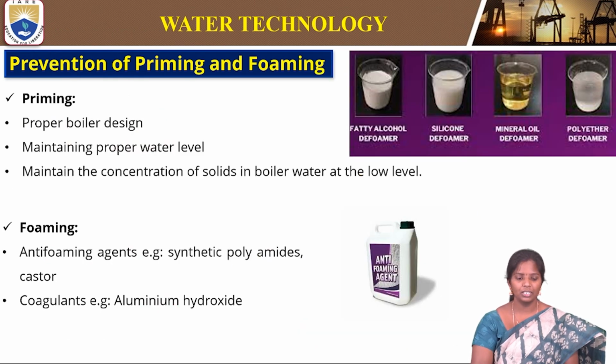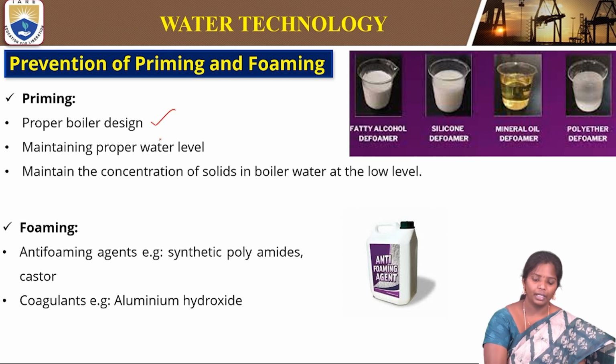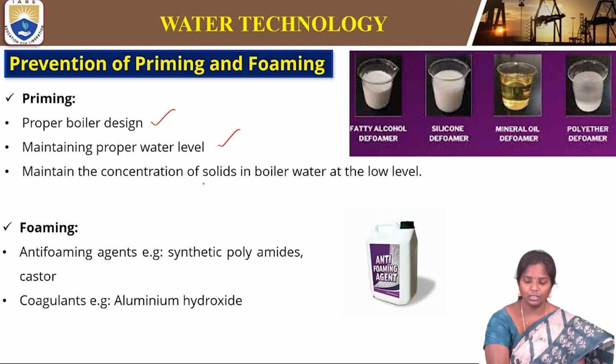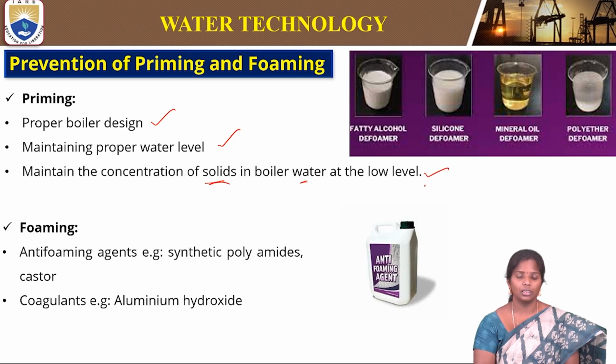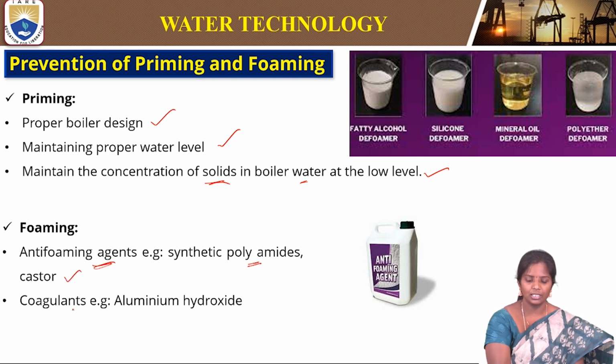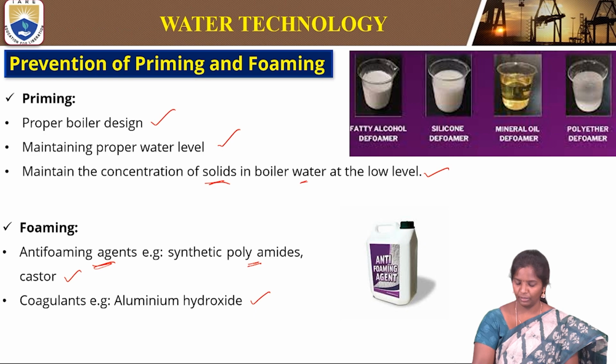So how can we prevent it? Priming can be prevented by proper boiler design, avoiding impurities, maintaining proper water level, and maintaining the concentration of solids in boiler water at a low level. Concentration is nothing but the salts and impurities. For foaming, anti-foaming agents like synthetic polyamides or castor oil, and coagulants like aluminum hydroxide are some of the commercial methods that can be used to avoid foaming and priming in boilers.